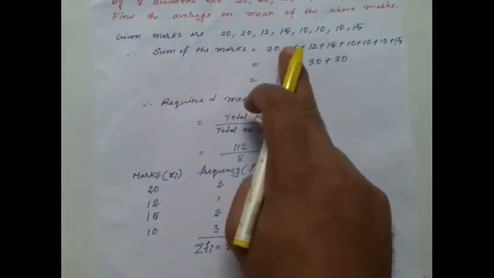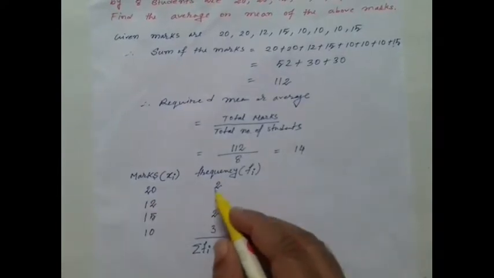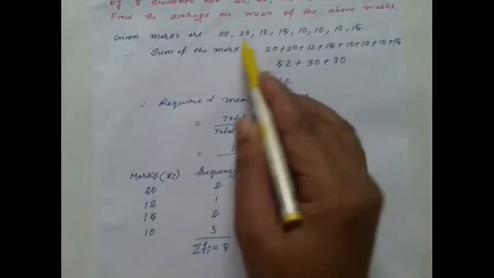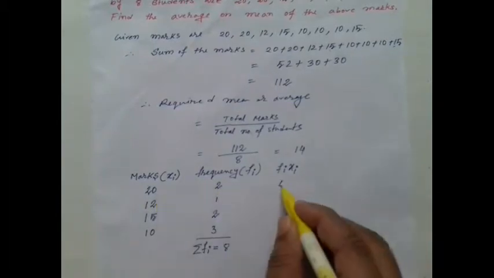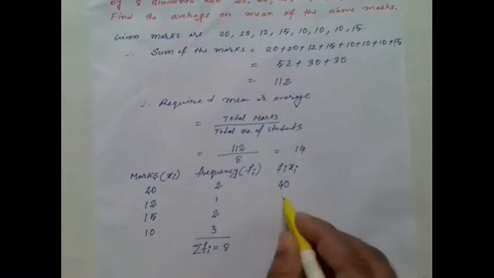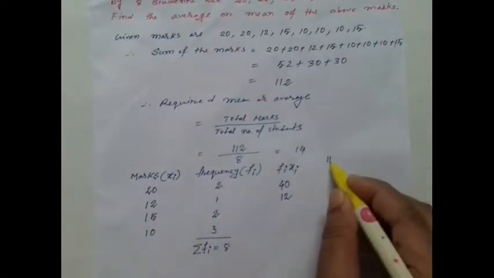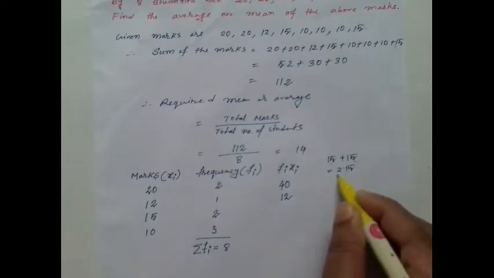In the previous way we added 20 plus 20 plus 12 plus 15, but now we just rearrange them. We make one column here, fi xi. If we add 20 plus 20 we get 40, but instead, if we just multiply 2 into 20, we get the same thing, 40. Then 12 into 1, 12. Instead of adding 15 plus 15, we can easily do 2 into 15. This one is the frequency and this one is the value. This one is fi and this one is xi.